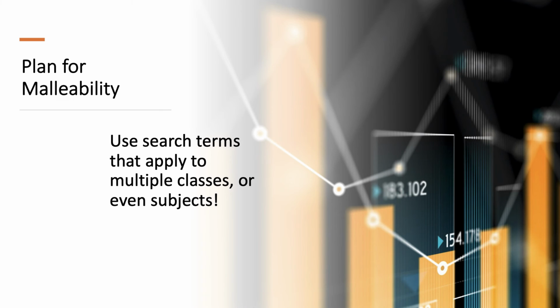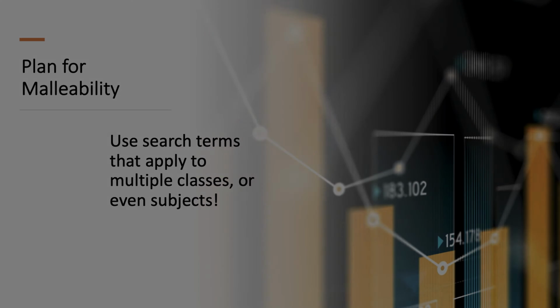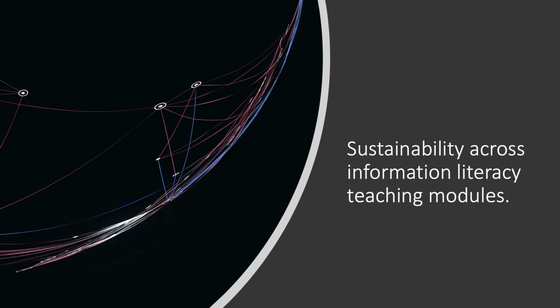And finally, when planning for malleability, create individual videos that can be used in multiple modules. Use search terms that apply for multiple classes, or even subjects. Focus on resources that are used in multiple disciplines, ebooks, rather than microfilm. Okay, so now on to sustainability. We already touched on some issues related to sustainability in individual videos, but now let's look at sustainability across the information literacy teaching modules. In this, modularity rules, as it did for individual videos.